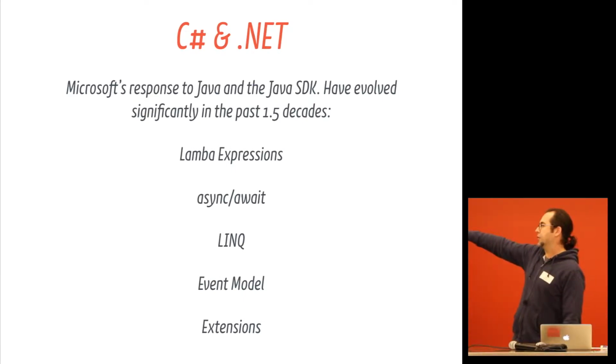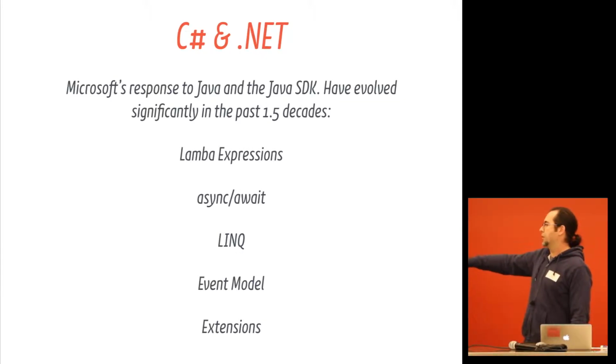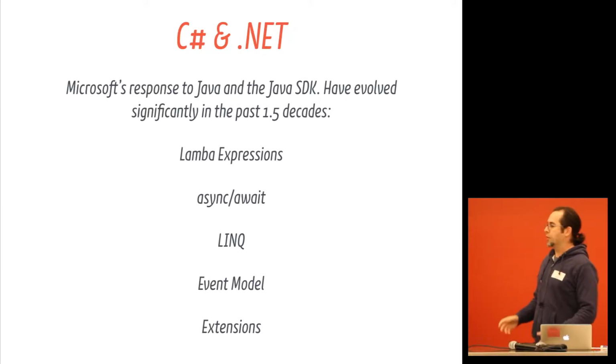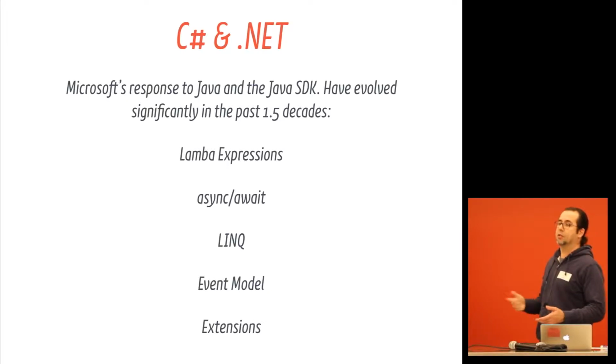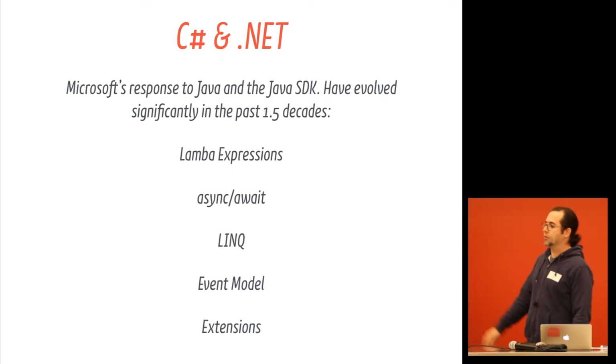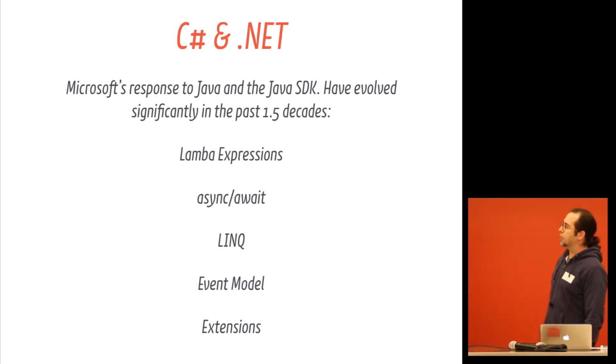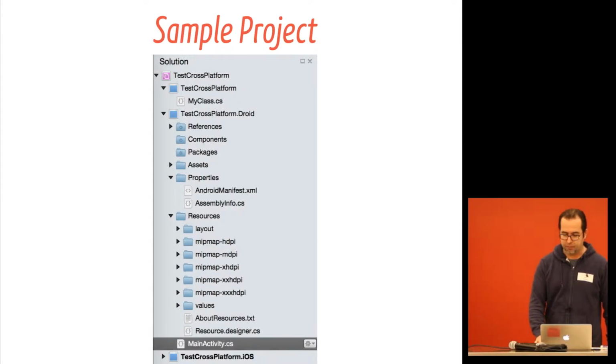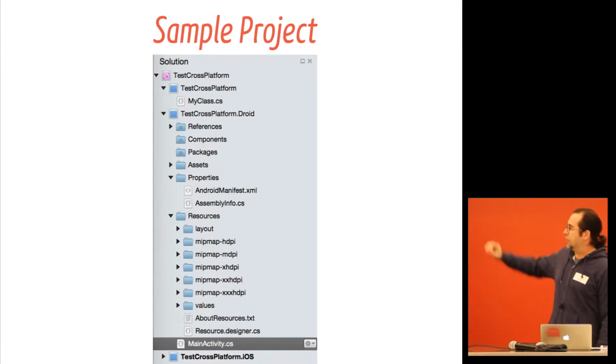There's lambda expressions. There's language-level threading using the async and await keywords. There's something called LINQ, which stands for Language Integrated Query, which lets you look into collections in a very SQL-type way. And then a really nice event model, and you have the ability to do extensions on classes in C#. So some really good stuff there. Free to use.